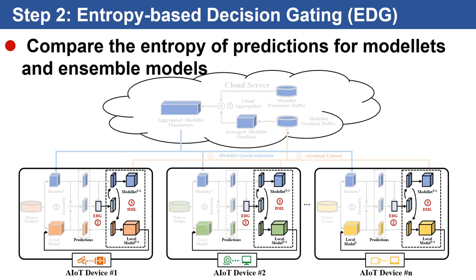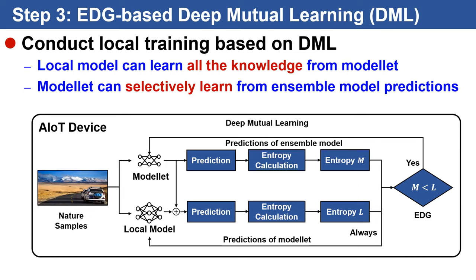The third step is EDG-based deep mutual learning. Unlike traditional deep mutual learning, in PervasiveFL it is unwise to conduct mutual learning equally between modulates and local models based on locally captured data. This is because in IoT scenarios, the knowledge structure of modulates is quite different from the ones of local models. To address this issue, our approach uses the ensemble model together with our proposed entropy decision gating method to enable knowledge filtering, which can ensure the quality of the knowledge learned by modulates from local models. Based on the entropy definition, PervasiveFL compares the entropy of predictions for both modulates and ensemble models.